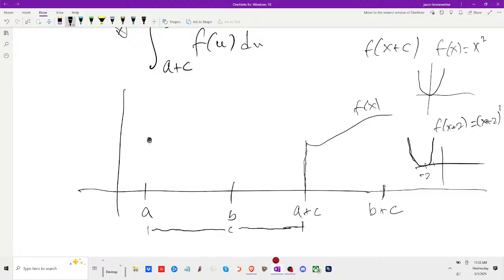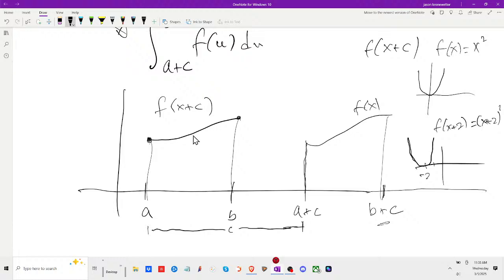When I plug in a, I've got to have f of x plus c, so that when I plug in a, I get a plus c, and when I plug in b, I get b plus c. Okay, and I'll get the same graph then. So f of x plus c shifts it over minus c units, or shifts it to the left, c units, if you want to say it that way. Okay, and these are the integrals that we're talking about.